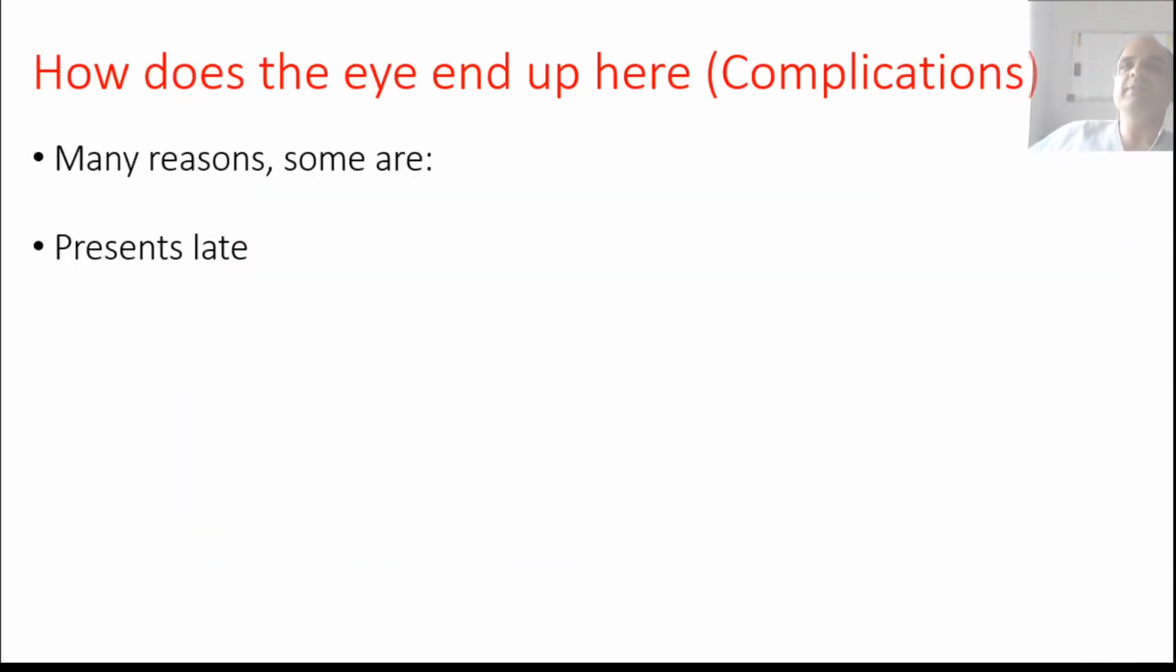Why does a patient end up in a complication or a complicated state? There are many reasons, and this would apply to most diseases, not only keratitis. The first is the patient simply presents late. He presents at a stage where the complications have already set in. The reasons could be he doesn't have the resources, no hospitals around, no one to take him, even if resources are present.